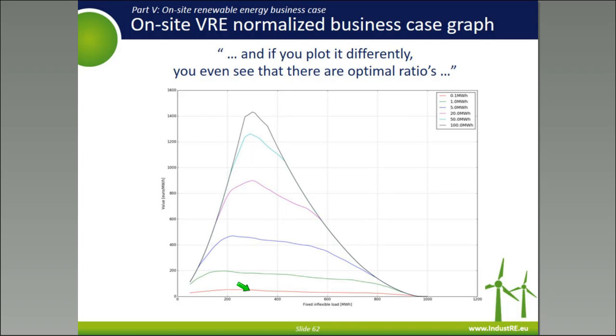Now, why do I show you this? Because these normalized business case graphs not only help you to calculate your business case, but we are quite convinced that these will be a help in the future when design for flexibility will become more and more important. This kind of graph will help you very much to see which ratios are really optimal to make the most of your flexibility in the company.